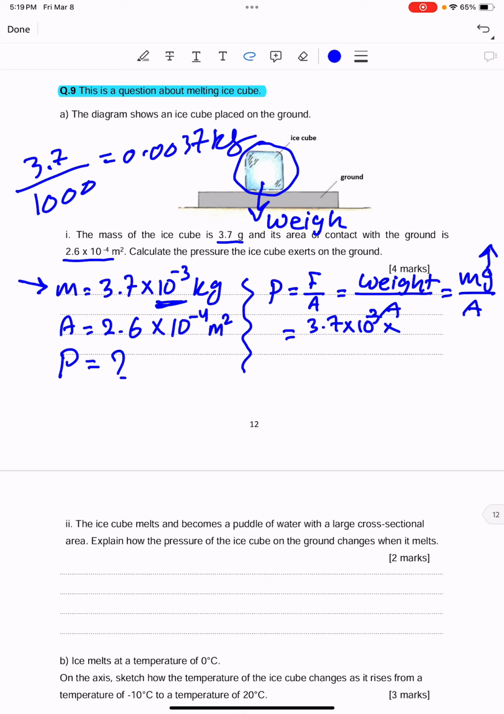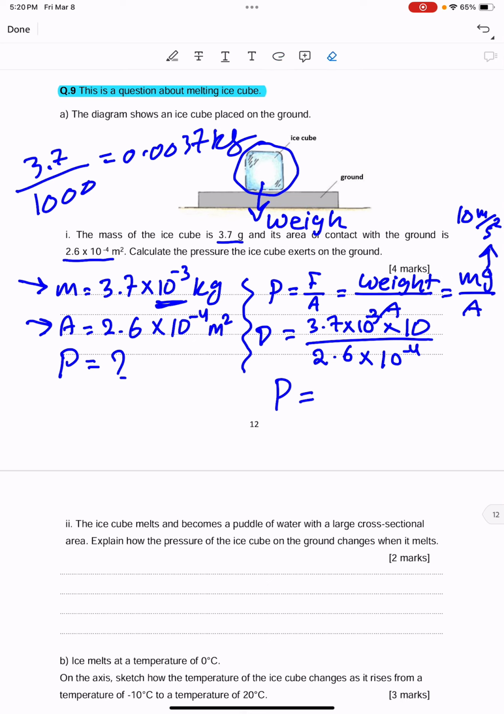G, as I told you before, in your book this year at least, it's always 10 meter per second squared. So we times it with 10, and this is the area. Just take it from here and put it here, 2.6 times 10 to the power minus 4. And you do your math, and at the end it's going to be 140 Pascal. The unit to measure the pressure is Pascal. Remember P? So now we're done with that part.